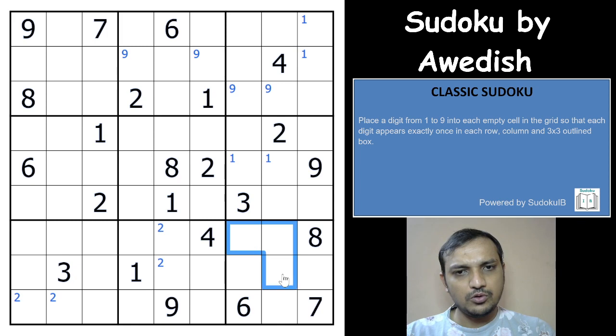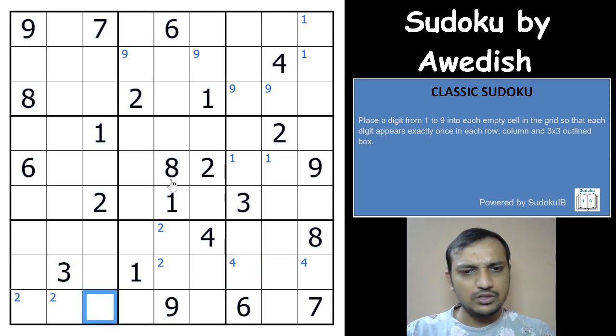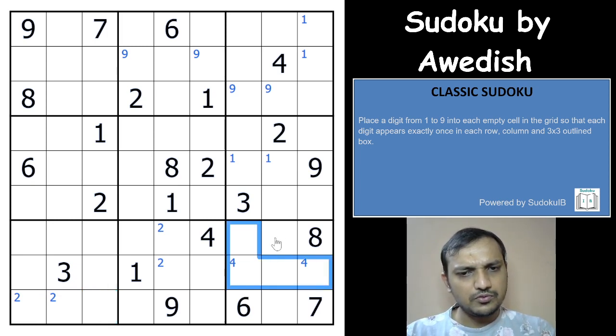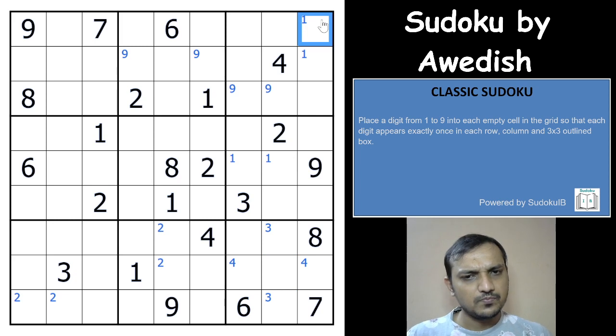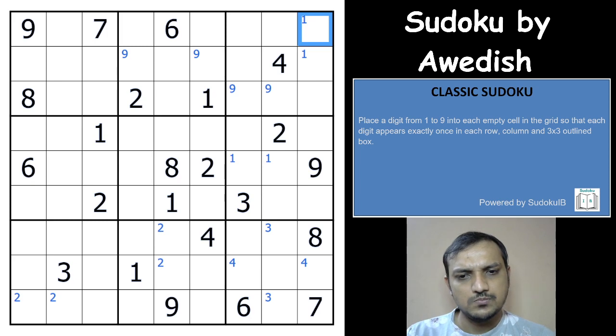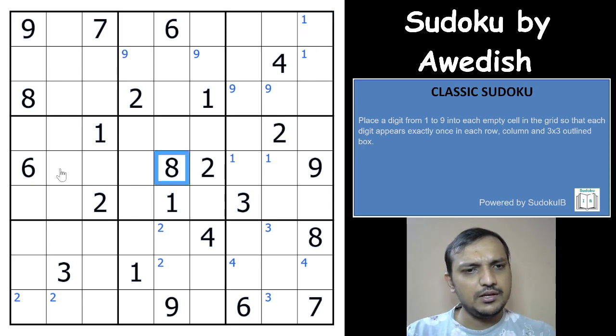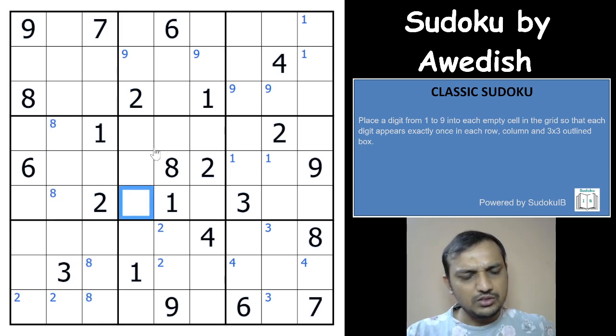You cannot have a 4 here, so 4 is in one of these two cells. That gives you 4 in one of these three cells, not required for now. 3 is in one of these two cells, so nothing with the 3 here. You have an 8 here, so 8 is in one of these two cells. That gives you 8 in one of these two cells. Okay.